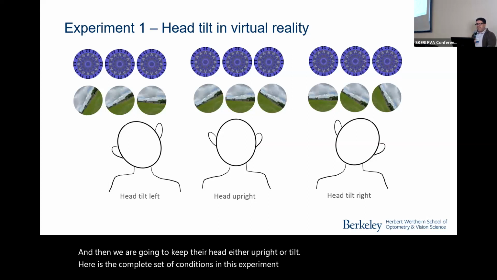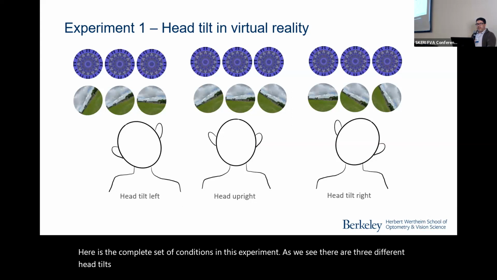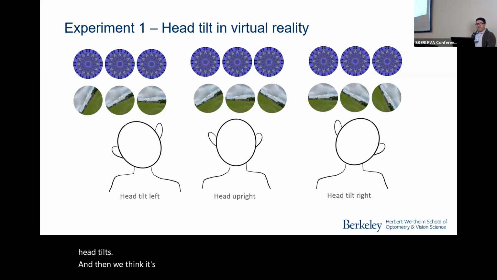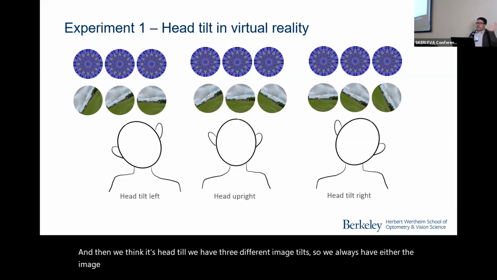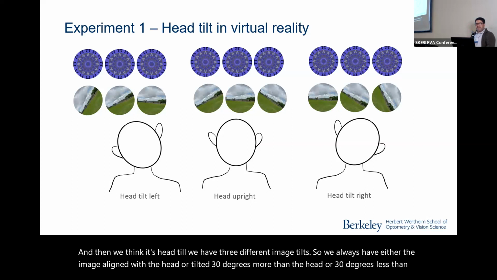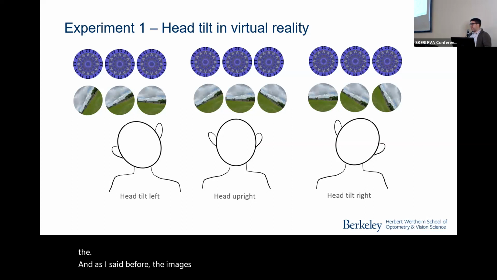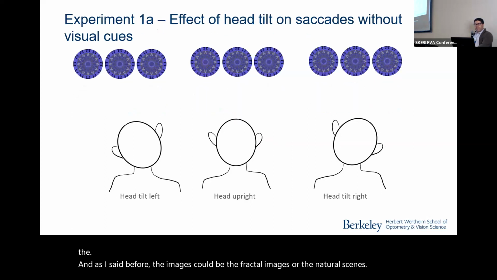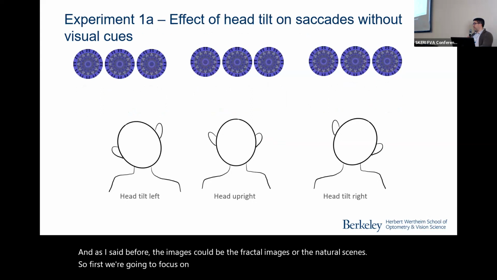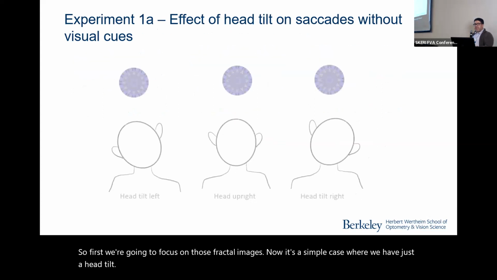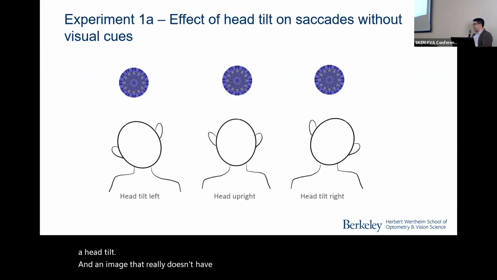Here is the complete set of conditions in this experiment. As we see, there are 3 different head tilts, and within each head tilt, we have 3 different image tilts. So we always have either the image aligned with the head, or tilted 30 degrees more than the head, or 30 degrees less than the head. And as I said before, the images could be the fractal images or the natural scenes. So first, we are going to focus on those fractal images. It's a simple case where we have just a head tilt and an image that really doesn't have any tilt information. It's always the same.